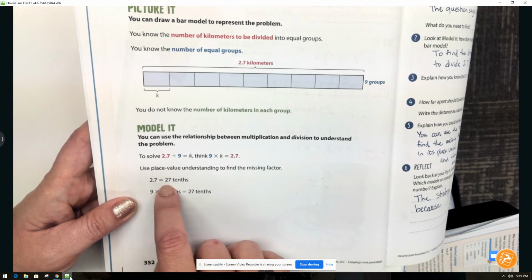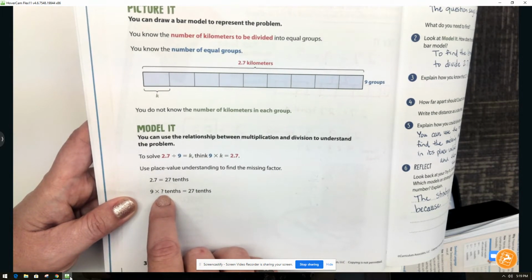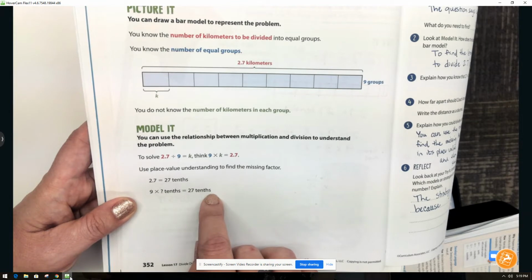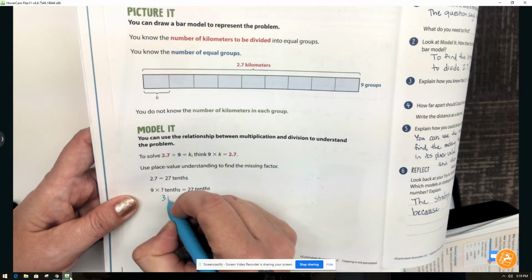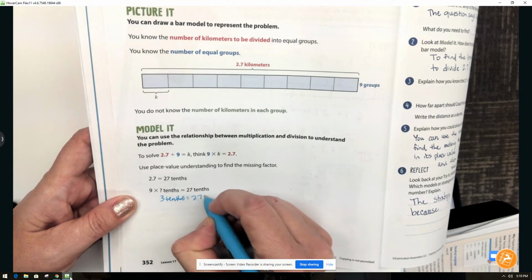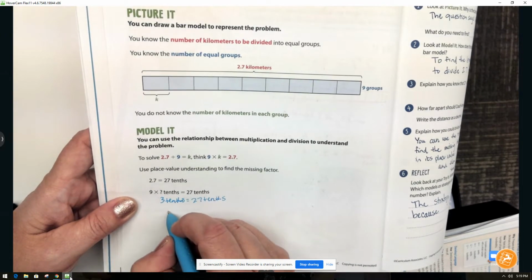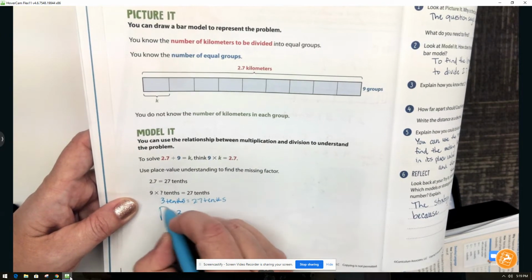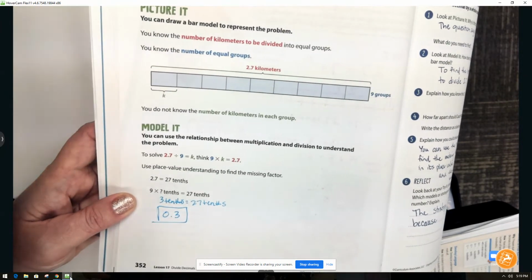2 7/10 is equal to 27/10. 9 times how many tenths equals 27/10? We know that 9 times 3/10 equals 27/10. So 3/10 we can rewrite as 3/10. All right, let's go to the next page.